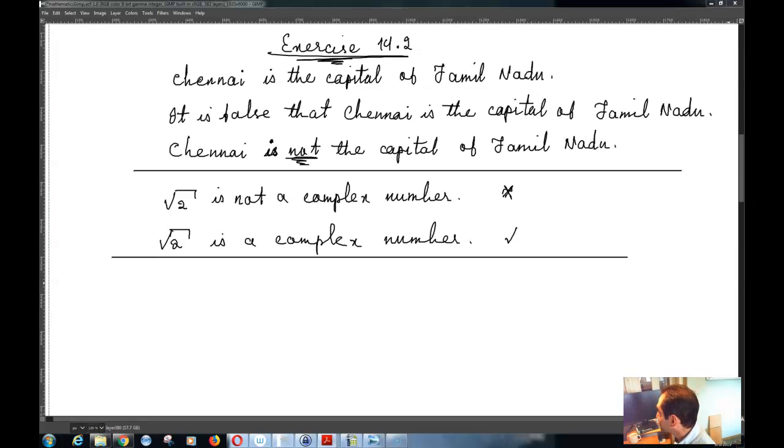And part 2 is: square root of 2 is a complex number. Okay, so part 3 of this question says that all triangles are not equilateral triangles. Of course, the sentence is kind of wrong. I mean, as far as the English language is concerned, it's not written in the best way possible, but it says that all triangles are not equilateral triangles.